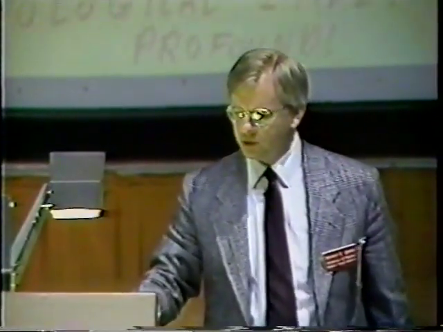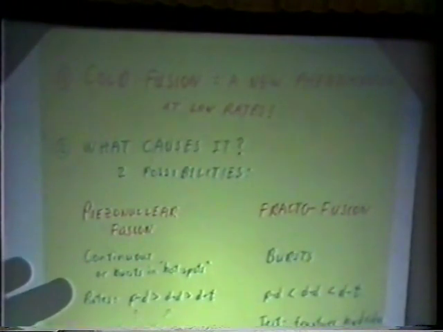I think the low neutron rates, the low rates that we're seeing actually challenge very strongly these notions that the excess heat observed in the Pons-Fleischmann experiment are due to fusion. Very strongly challenge that. However, I do think that there is a cold fusion phenomenon at very low rates. There's a possibility of 2 explanations. I won't have much time to discuss these. Piezonuclear fusion or fractofusion. Fractofusion has been looked at very hard at Los Alamos.